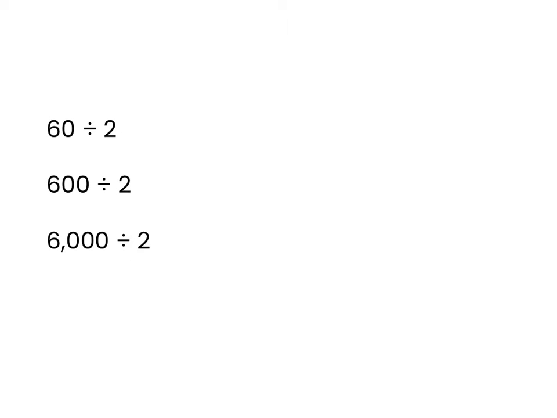This is Fluency Module 3, Lesson 27, and today's is going to be short and sweet. What I want you to do is look at this very first page on your whiteboard or paper that you have there. I want you to answer these three questions: 60 divided by 2, 600 divided by 2, and 6,000 divided by 2.